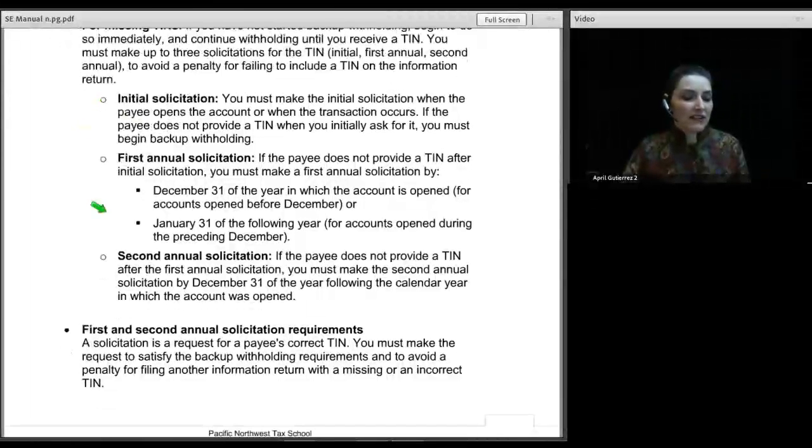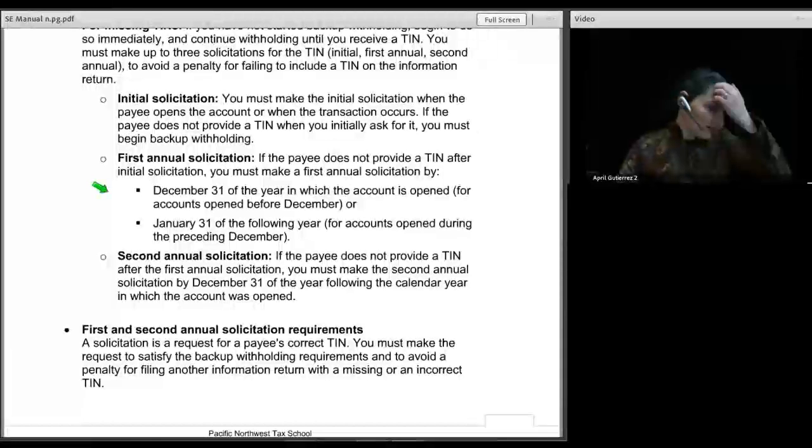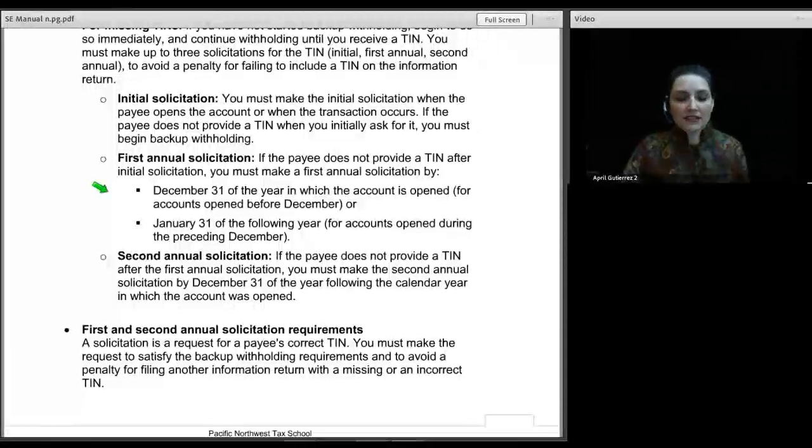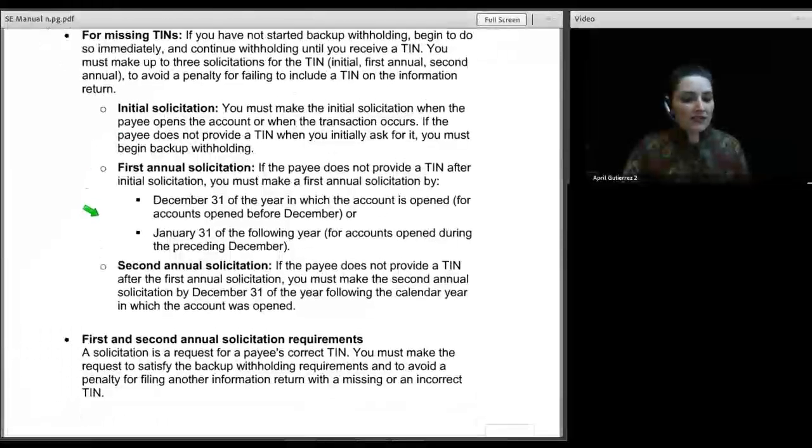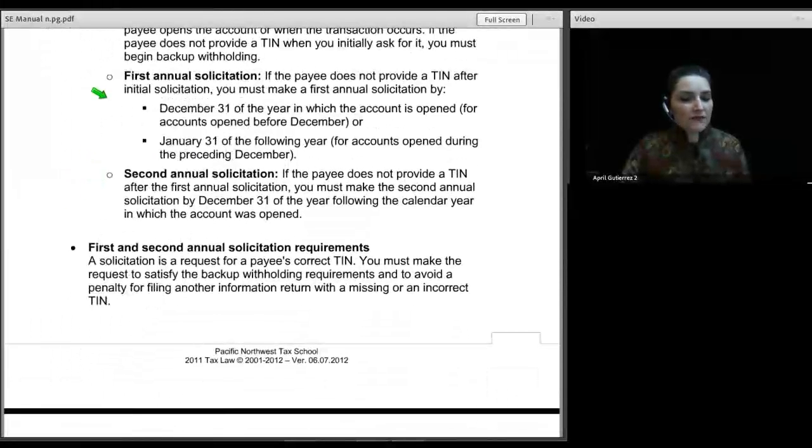But let's say you didn't do that. You file a 1099 with an incorrect or missing number. So the IRS sends you the CP 2100 notice and says it's time to send out a solicitation. The first notice you mail out is called the first annual solicitation. If the payee does not provide a TIN after the initial solicitation, you have to make a first annual solicitation by December 31st of the year in which the account is opened for accounts opened before December, or January 31 of the following year for accounts opened during the preceding December.